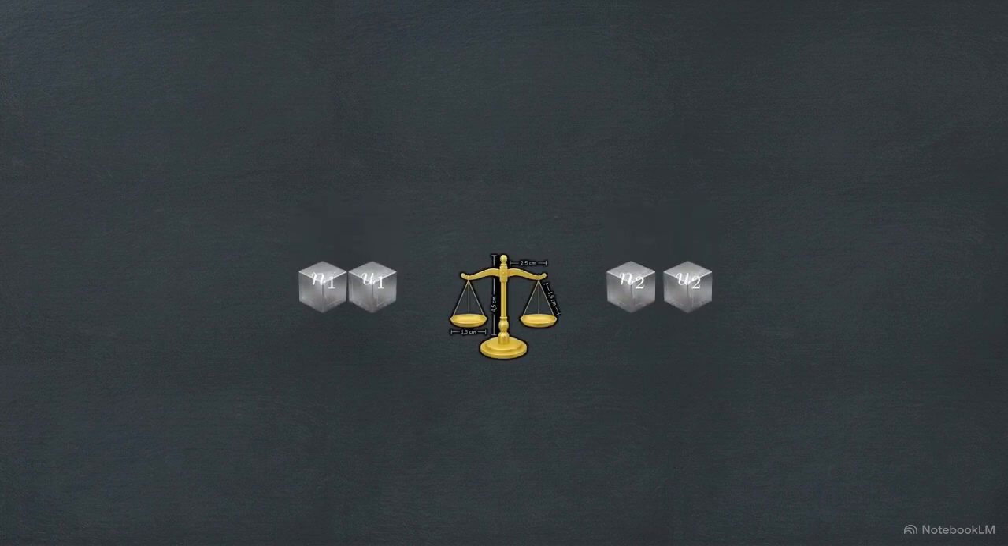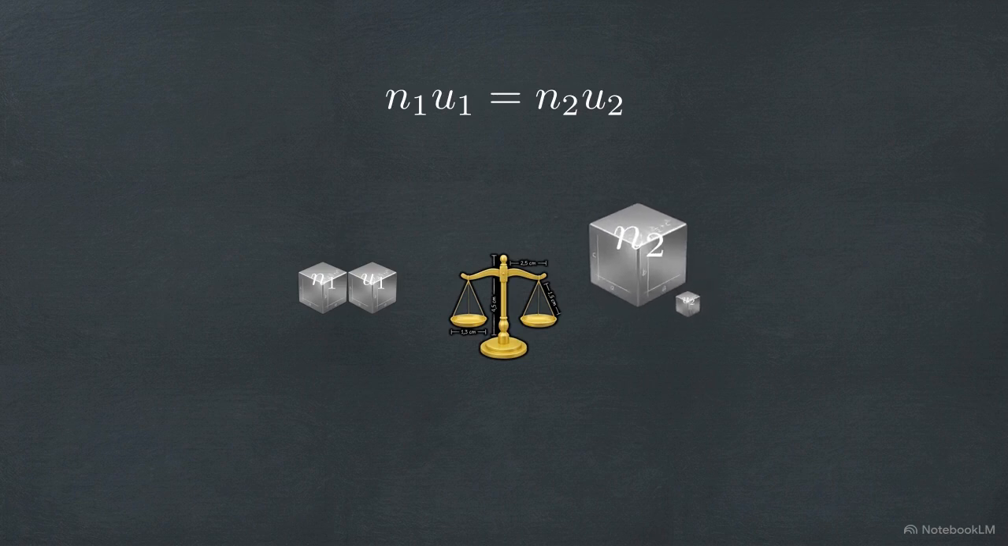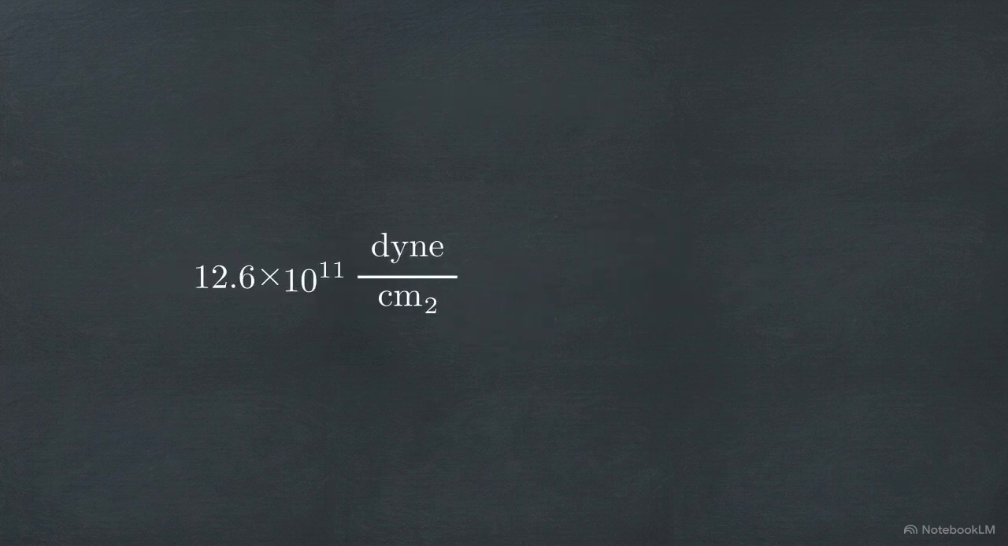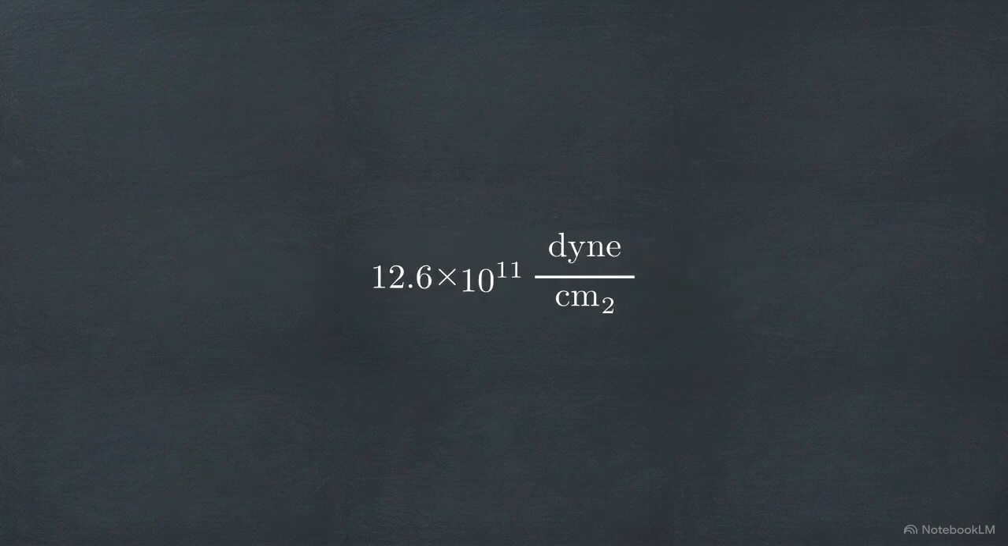The relationship between a measurement and its unit is expressed as N1U1 equals N2U2. If you switch to a smaller unit, the numerical value must grow by the exact same proportion to keep the physical reality balanced. We can use this to convert a Young's modulus of 12.6 times 10 to the 11 dyne per square centimeter into standard MKS units, newtons per square meter.